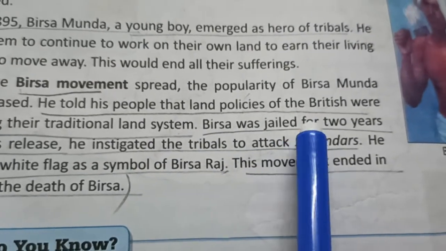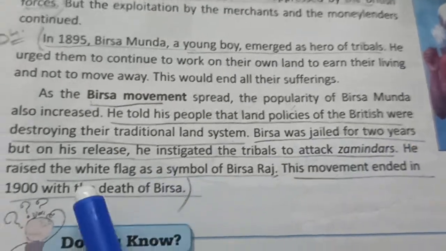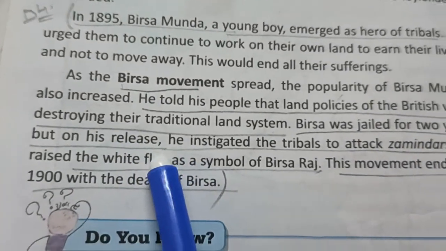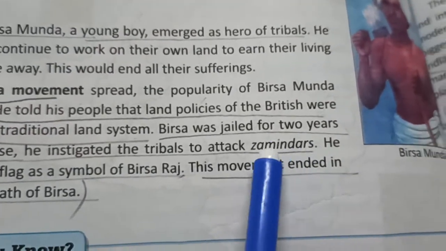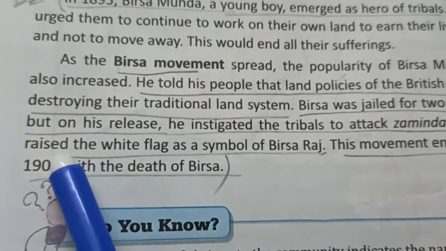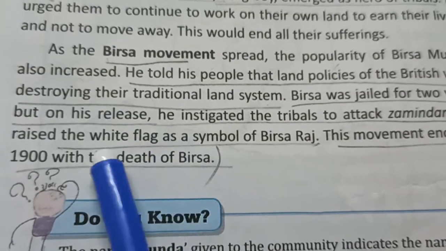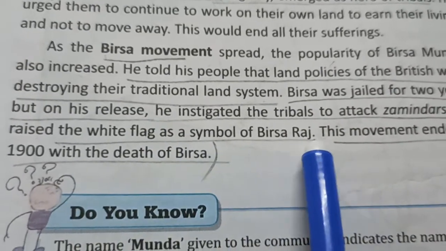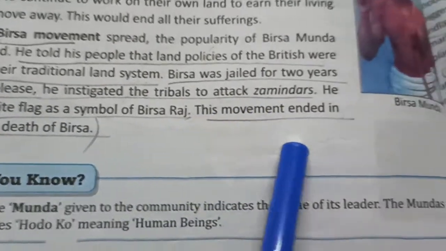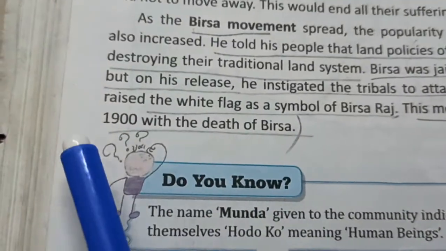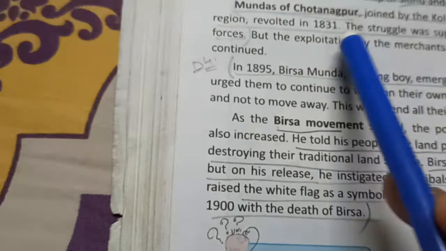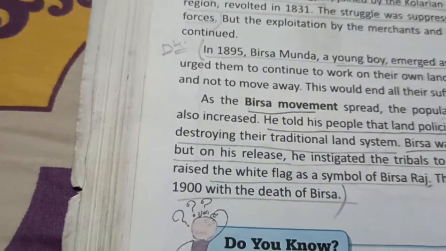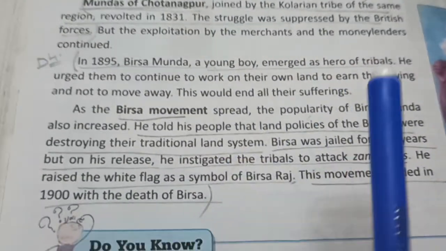Birsa was jailed for 2 years, but on his release, he instigated the tribals to attack Jamindars. He raised the white flag. The white flag was a symbol of Birsa Raj, and this movement ended in 1900 with the death of Birsa. So from here only the 4th answer will be written.